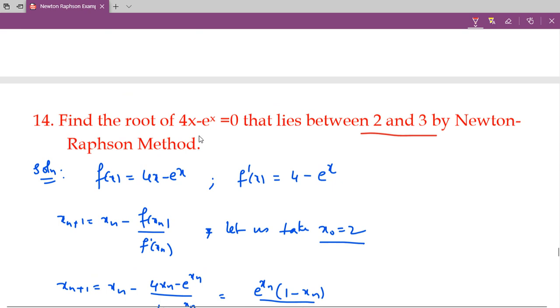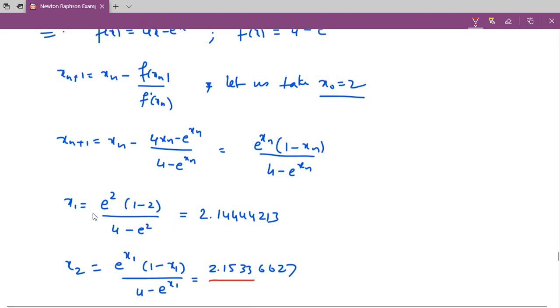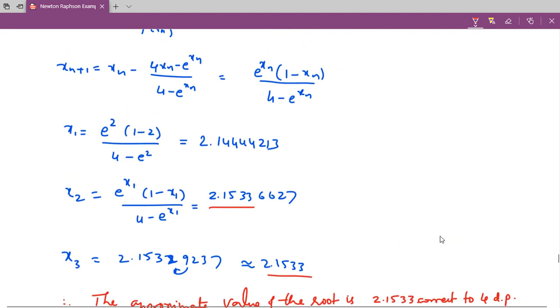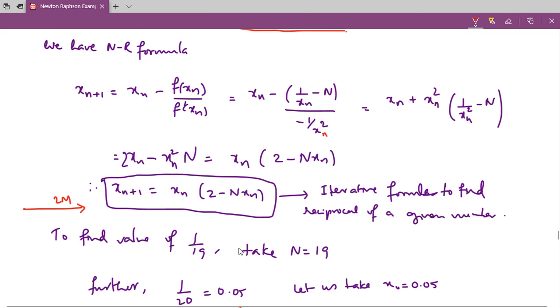This is a very simple problem. Since where the root lies is already given, there is no need to go for f of x by the trial and error method again. Directly go for the Newton-Raphson formula. Let us take x naught as 2 and find f of x and f dash of x. Substitute in the Newton-Raphson formula and go for iteration, then we get the approximate root. In the Newton-Raphson method, everywhere we get the value in a maximum of 4 to 5 steps.